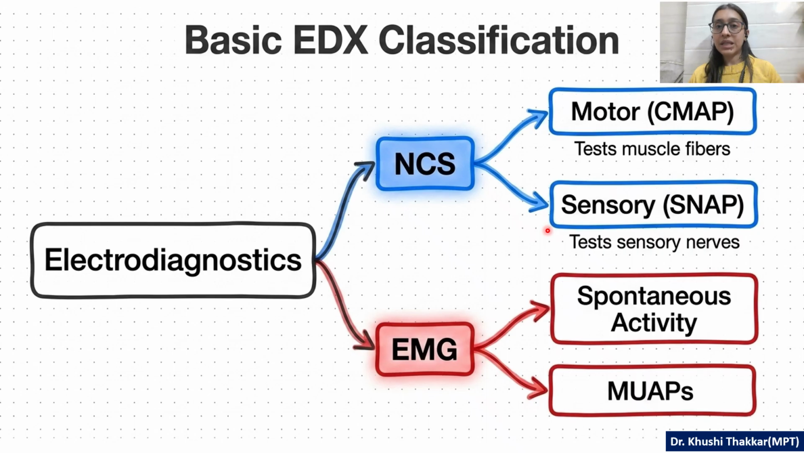EMG: when you put the needle inside the muscle, there is immediate activity, which we call electrical silence in the normal muscle. If there is any spontaneous activity present other than the electrical silence, it means there is some pathology involving the muscle fibers.